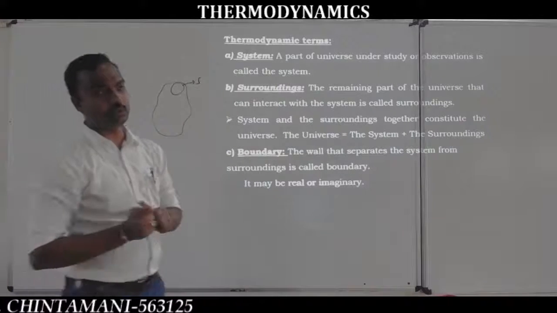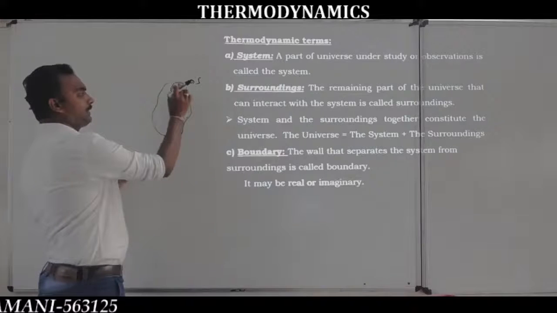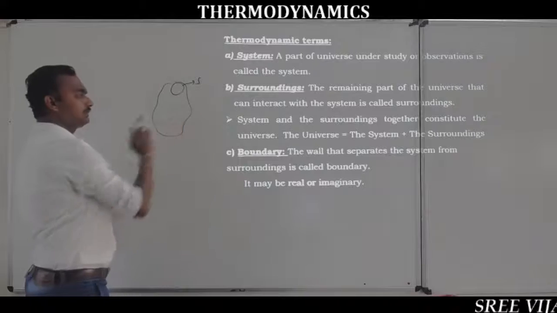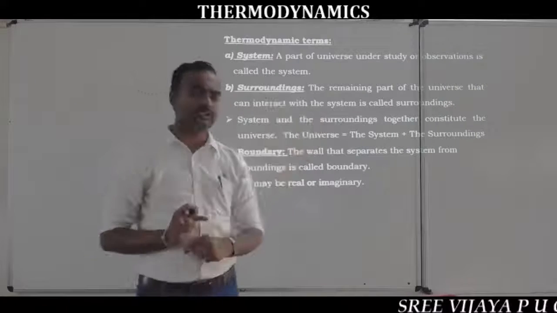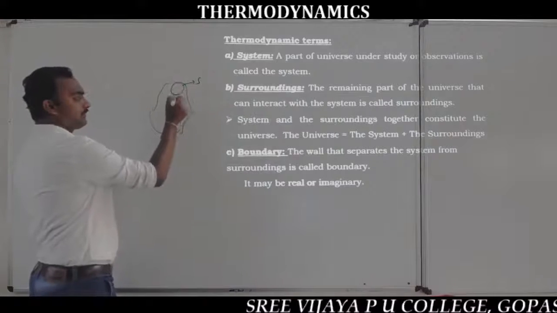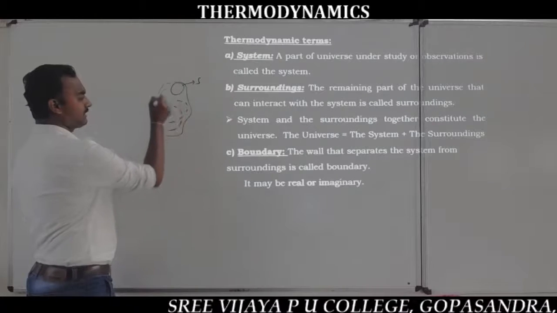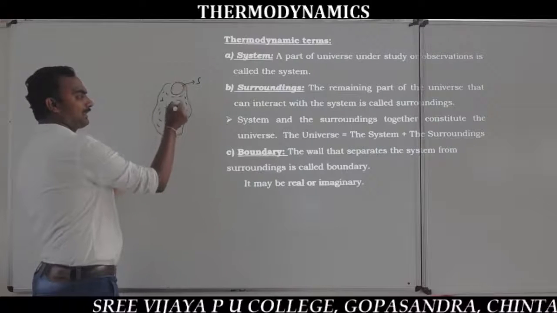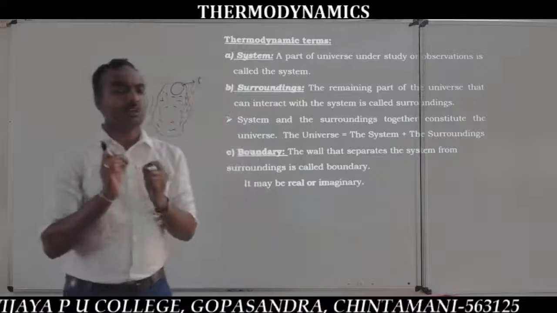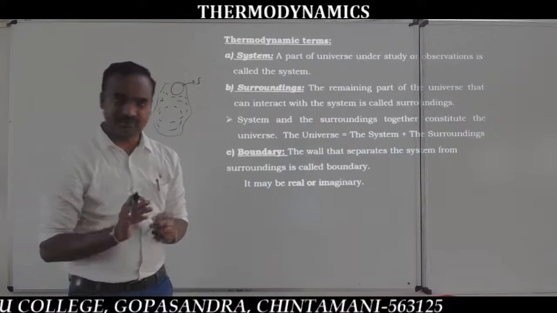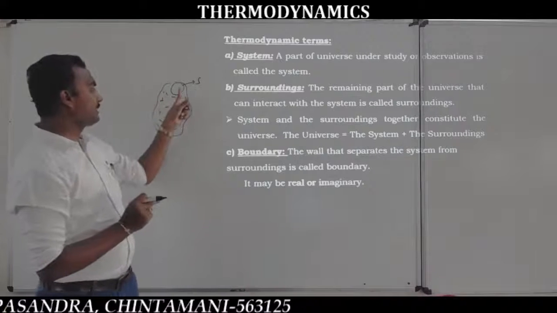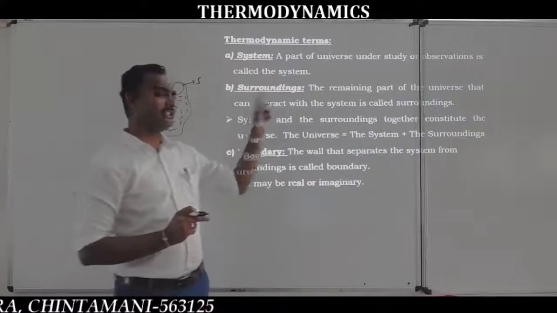And what is the meaning of surroundings? In the complete universe, the one part which is under study is called the system, and the remaining part of the universe, which can interact with the system, is called the surroundings. So the system and the surroundings interact. A part of the universe which is taken for study is called a system, and the remaining part of the universe which interacts with the system is called the surroundings.